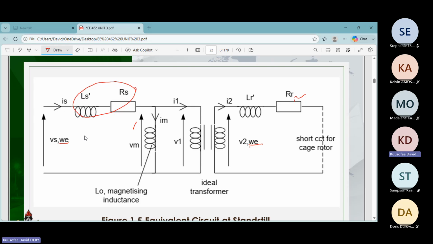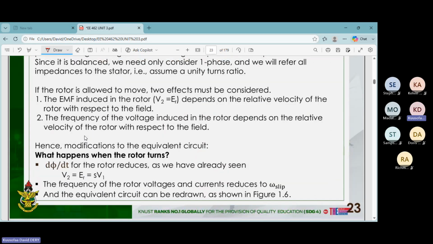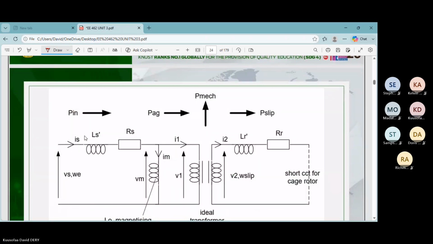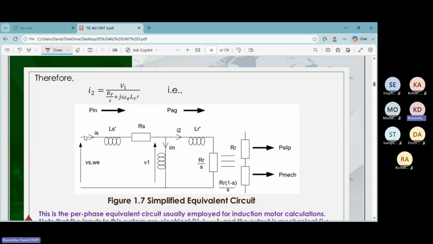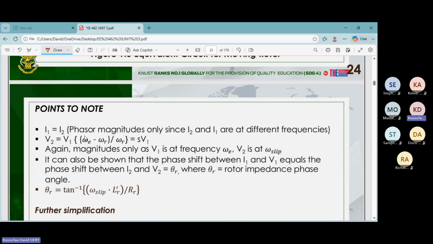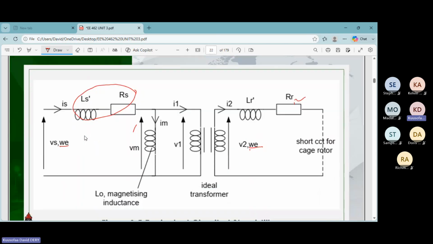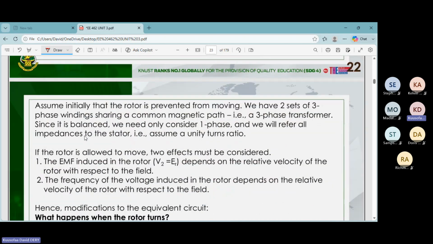So we have to find a way of making their frequencies the same. Let me check if that is here. I think it's here, so we'll come to it. Okay, so that is what we are seeking to do.